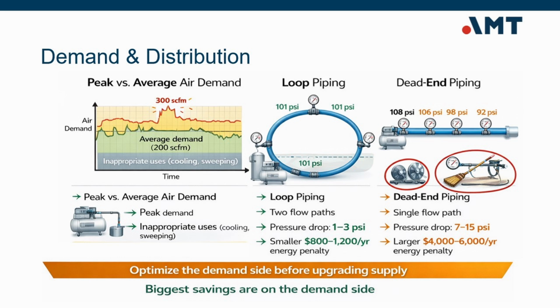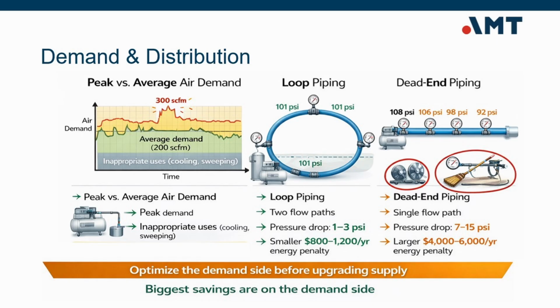That difference matters. If systems are designed only around peak demand without proper storage or controls, compressors may cycle inefficiently, and if inappropriate uses are present, such as open blowing for cooling or sweeping, demand increases without adding production value. Remember, demand includes everything that consumes air: tools, machines, valves, automation, process, and leaks.